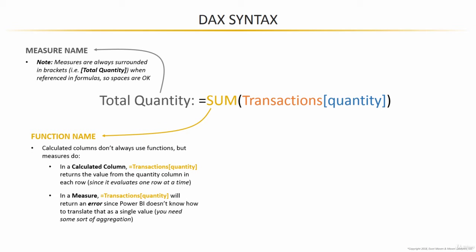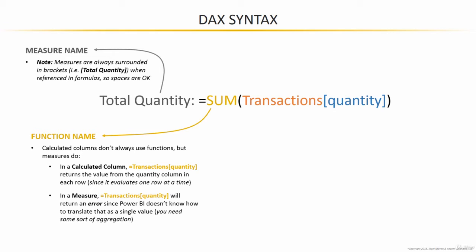Now, interesting note here, calculated columns don't require functions, but measures do. So a calculated column could have what's called a naked reference, meaning it points to a column on its own, not an aggregated version of that column. And that's okay because calculated columns evaluate row by row by row, so you could create calculations for things like discount price, like we practiced in the query editor, where you're essentially taking the value from another column, like retail price, and applying some sort of operation against it.